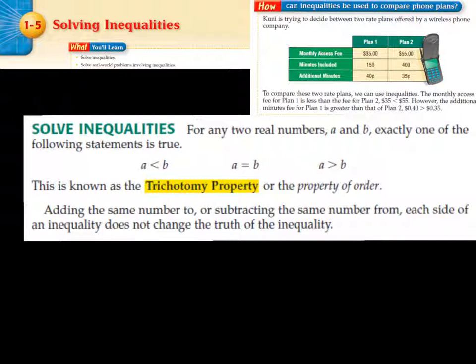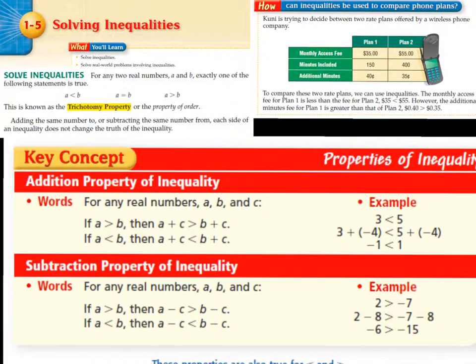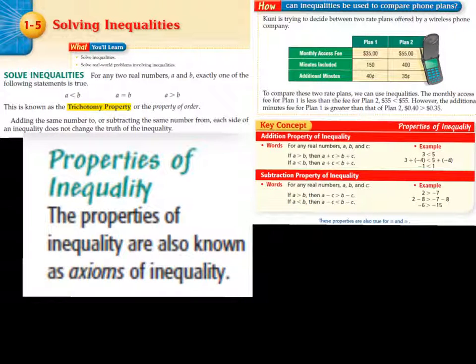Adding the same number to or subtracting the same number from each side of an inequality does not change the truth of the inequality. For any real numbers A, B, and C, if A is greater than B, then A plus C is greater than B plus C. If A is less than B, then A plus C is less than B plus C. The same thing is true for subtraction. For any real numbers A, B, and C, if A is greater than B, then A minus C is greater than B minus C. If A is less than B, then A minus C is still less than B minus C. Fun fact, the properties of inequality are also known as axioms of inequality because they're true across all the branches of mathematics, as opposed to postulates that are just true for geometry.